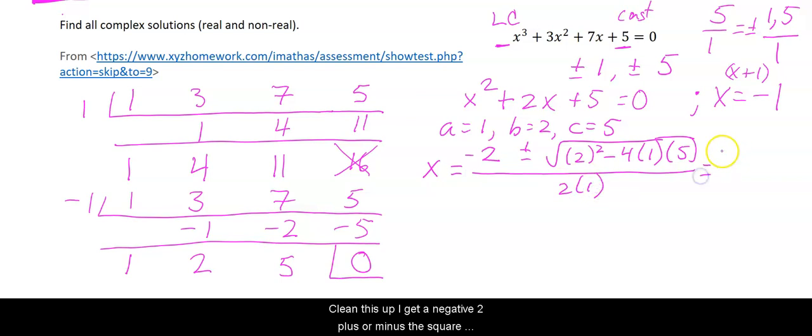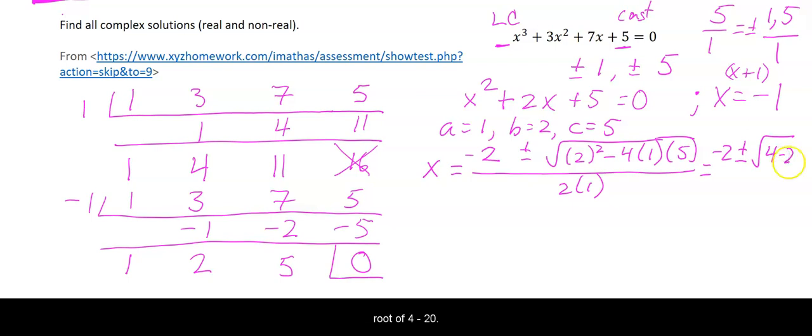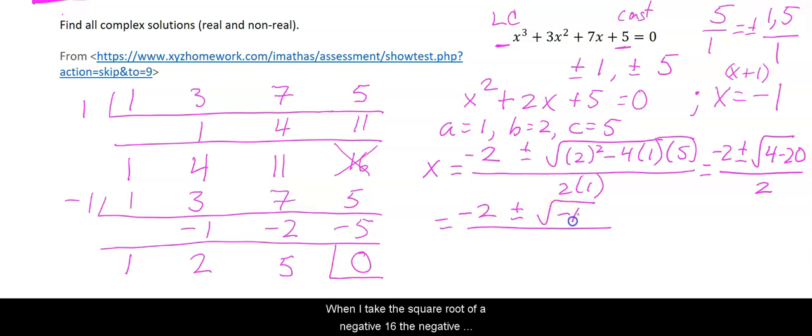To clean this up, I get -2 plus or minus the square root of 4 minus 20, all divided by 2. 4 minus 20 gives me -16. When I take the square root of -16, the negative is going to create an imaginary number. The square root of 16 is 4.